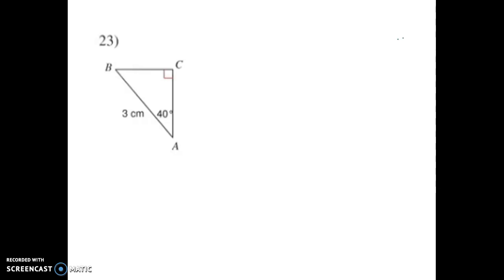All right, we want to solve this triangle, which means find all the missing sides and the missing angles. I've got one angle here given, and I want to find the other missing angle. So 90 minus 40 gives me a 50-degree angle up here. And we can go after either one of these sides, doesn't really matter, but we have the hypotenuse.